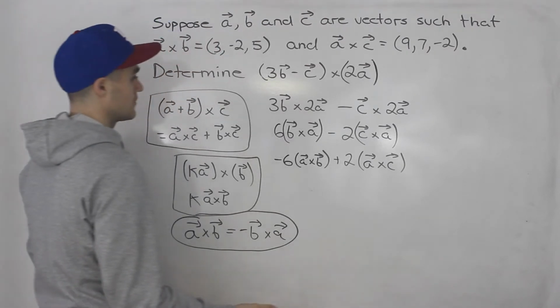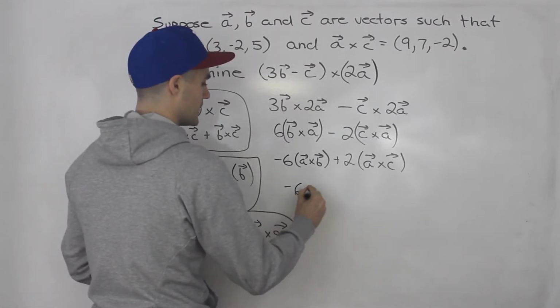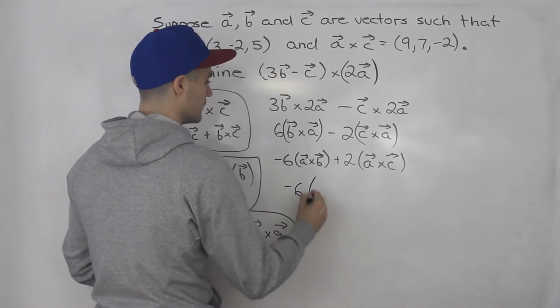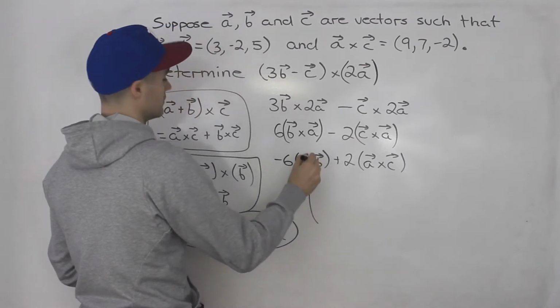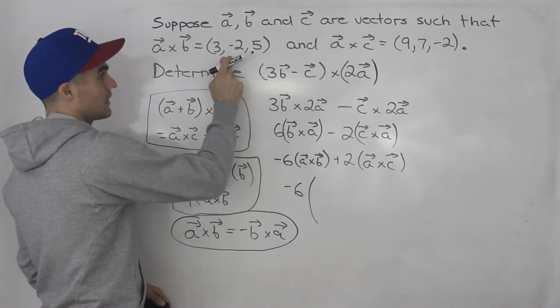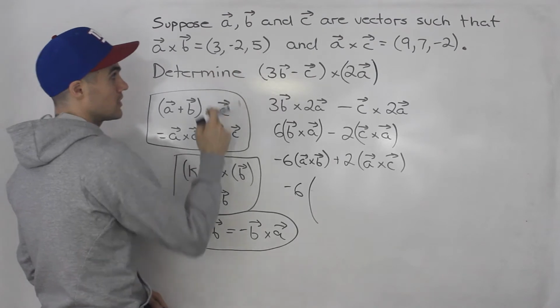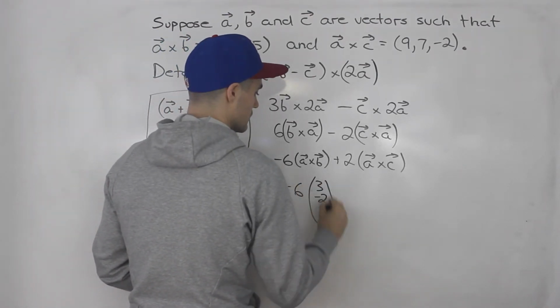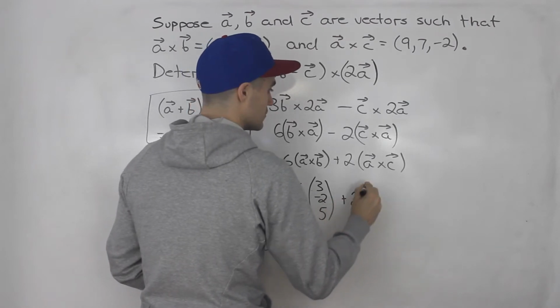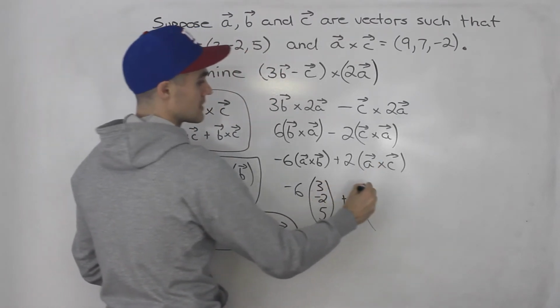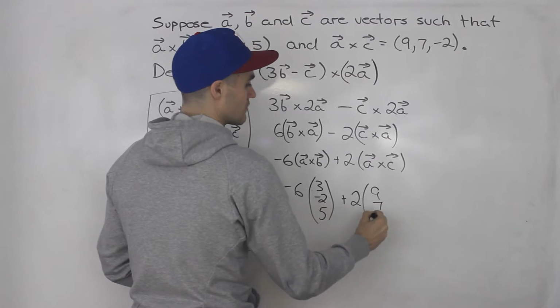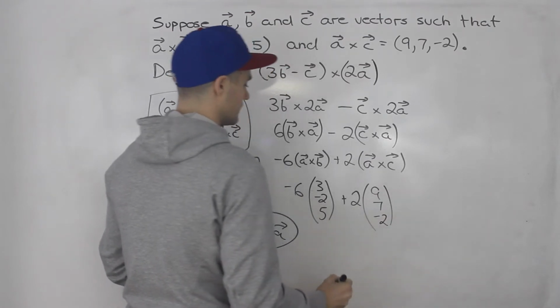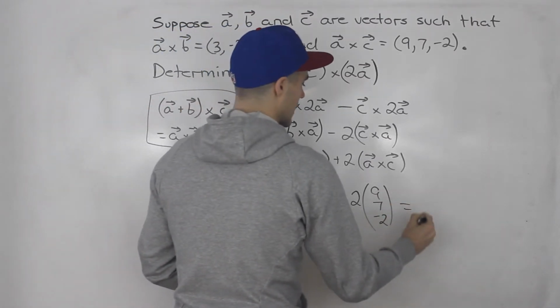And now notice that we can input for A times B this vector here in component form: <3, -2, 5>. And then we've got +2, and then A times C is <9, 7, -2>. And then what is that going to equal?